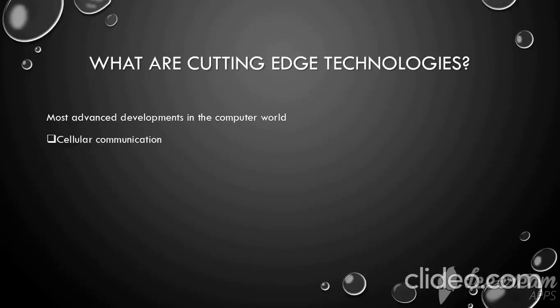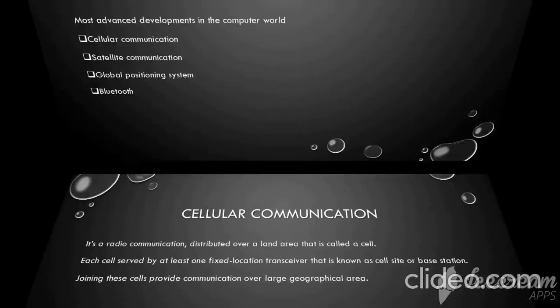First of all, we will study about cellular communication. Then we will study about satellite communication, global positioning system, or you may know it very well, its abbreviation GPS. And in the last we will study about Bluetooth technologies. So let us gear up to the very first definition of cellular communication.